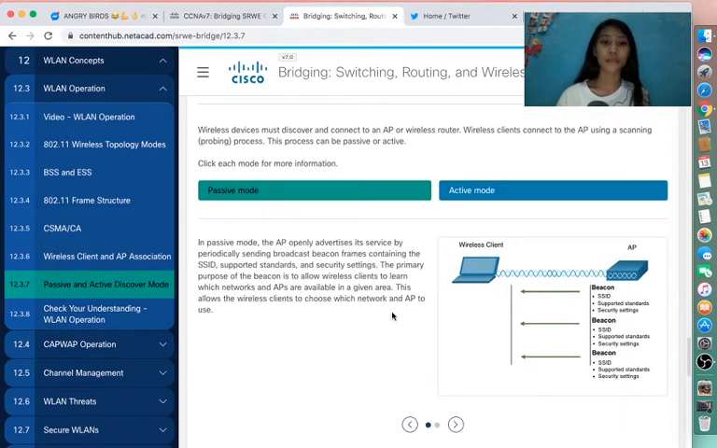Passive and active mode: wireless devices must discover and connect to an AP or wireless router. Wireless clients connect to the AP using a scanning process. This process can be passive or active.